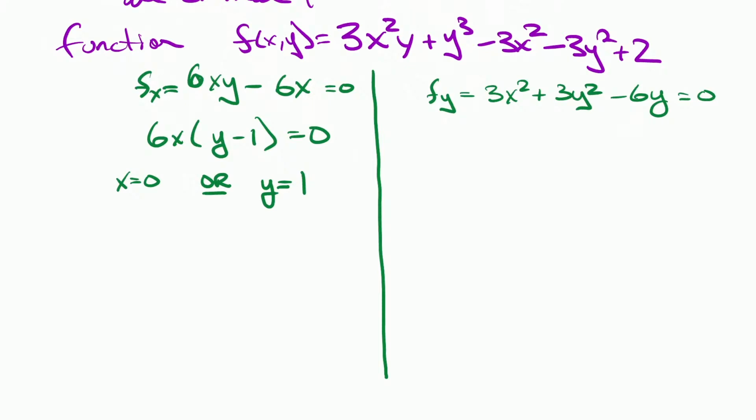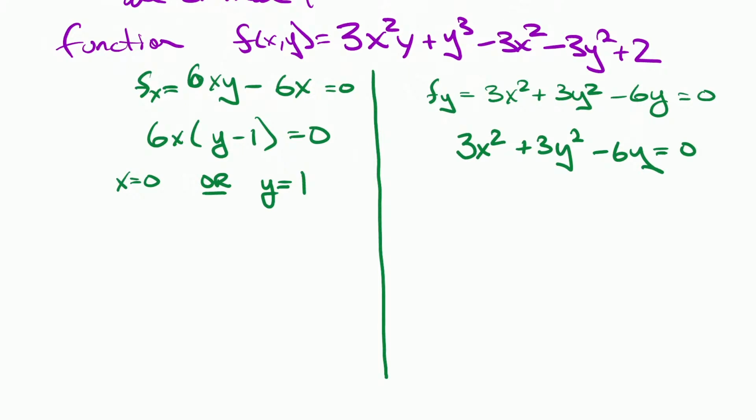It might be that neither of those work with this equation. So don't just assume that you're going to combine those. You need to have something from the left and something from the right. Okay, now that we've got that, let's plug those. This right equation is way more complicated: 3x squared, 3y squared, minus 6y equals 0.